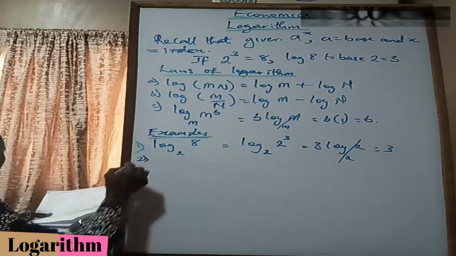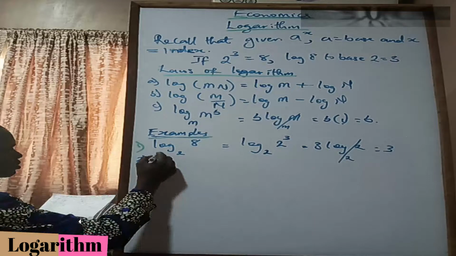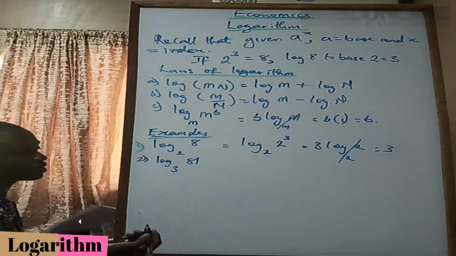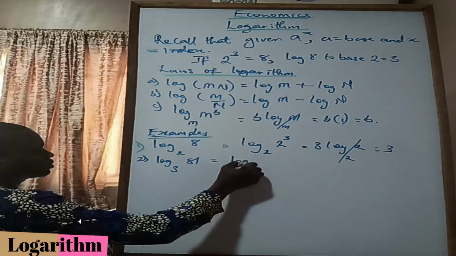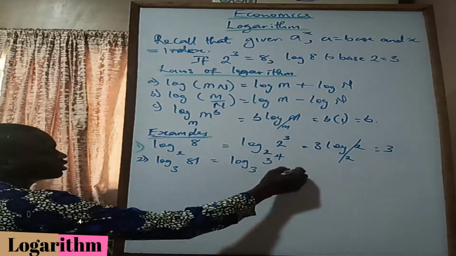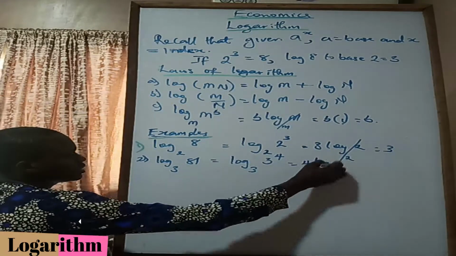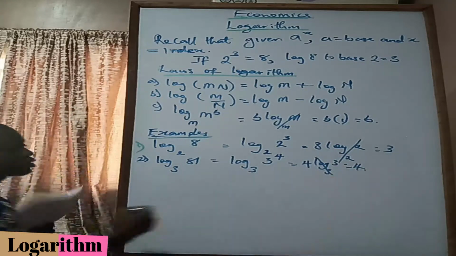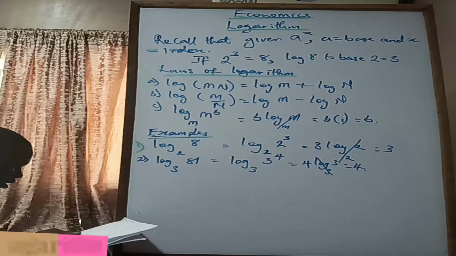Now for the second one, you have log 81 to base 3, for example. So this is still going to give us log to base 3, and we express 81 in terms of 3. So from here, we are going to be having 4 log 3 to base 3, cancel that, and then we have 4. Because log 3 to base 3 is going to give us 1, like I said earlier.